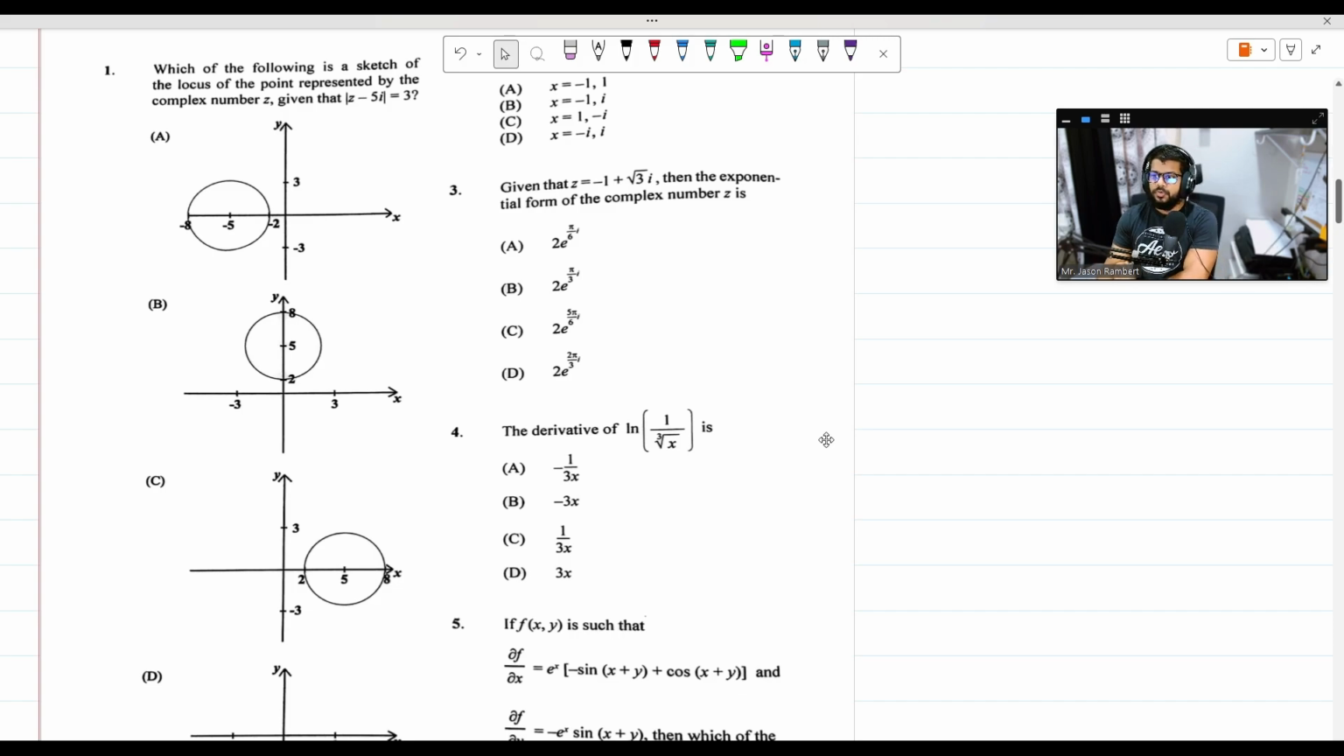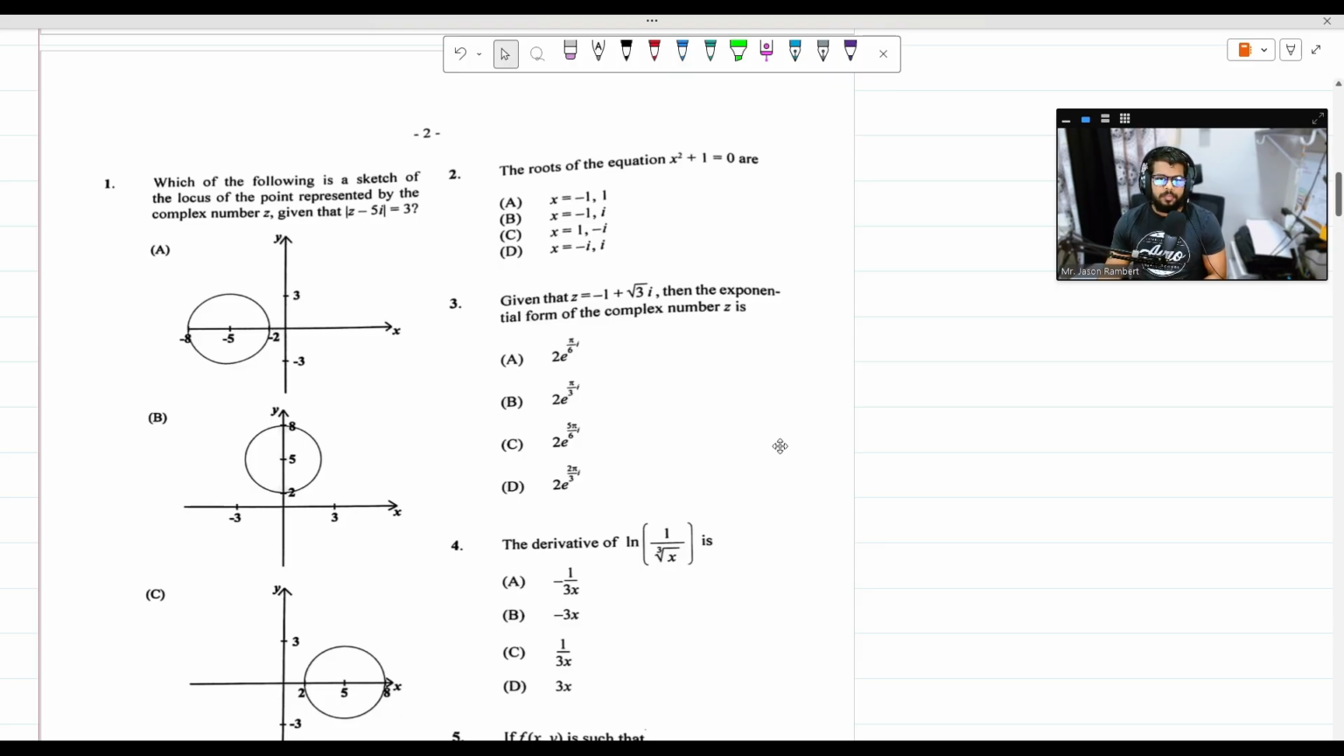Alright, 2018 Unit 2, Paper 1. Which of the following is a sketch of the locus of the point represented by the complex number, given that the modulus of z minus 5i equals 3? We know when we're looking at a locus, we need the modulus of z minus (a plus ib) equal to r. So I need z take away, a could be 0, plus 5i, is equal to 3. The radius is going to be 3.